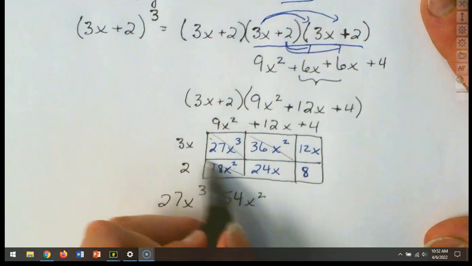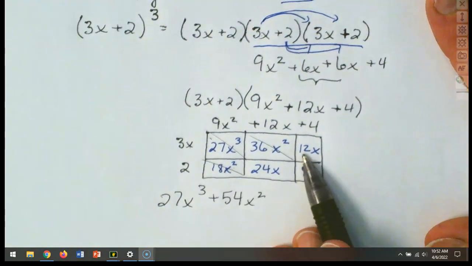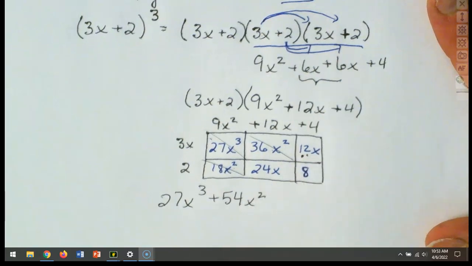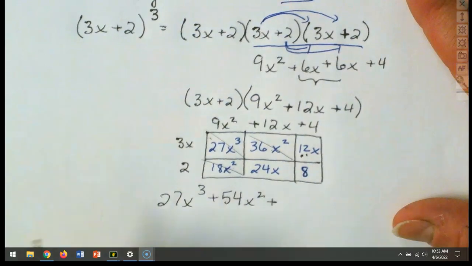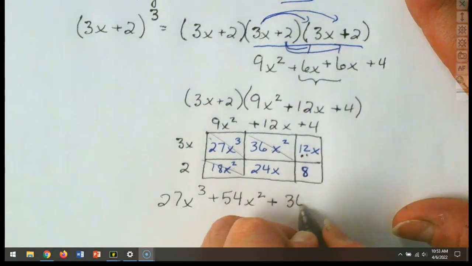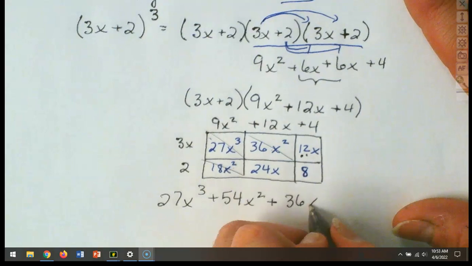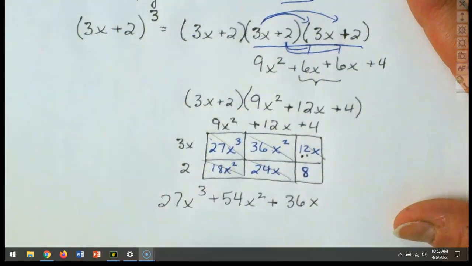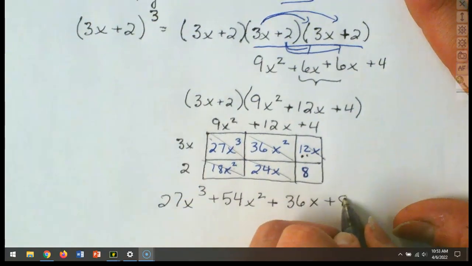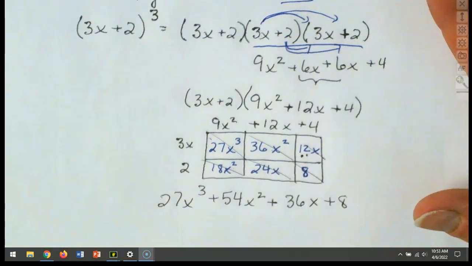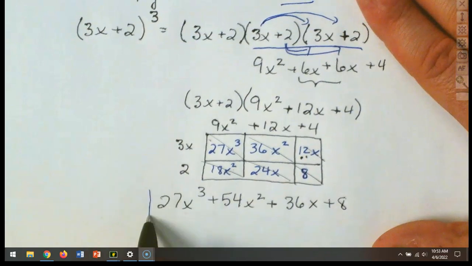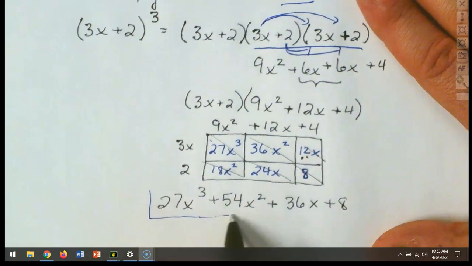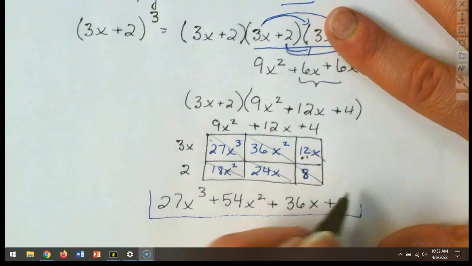Gone and gone. And now we have, on the next diagonal, a 12 and a 24. 12 plus 24, that makes it a 36. These are both x's, so the x comes down. Gone and gone. And then what's left over all by itself? Plus 8, and that's gone. And there is your final multiplied out answer. That's easy. Yeah, you just have to make the box.